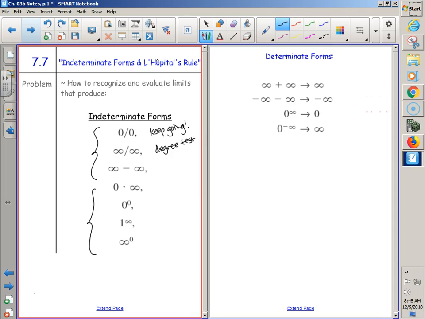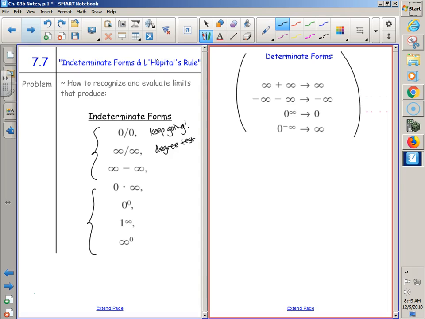1 to the infinity, we don't know. Infinity to the 0, we don't know. I know 5 minutes, I don't know why they're doing it. Here are some things we do know. Here's some conclusions we can make.